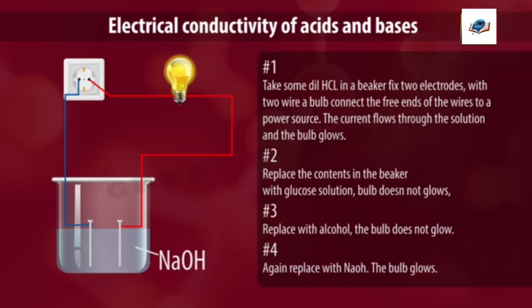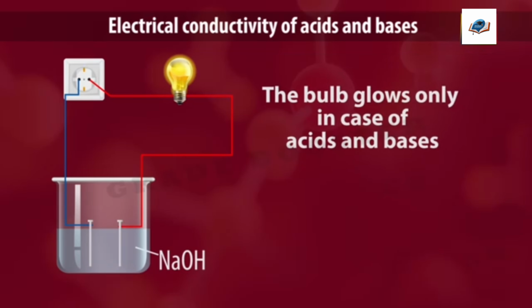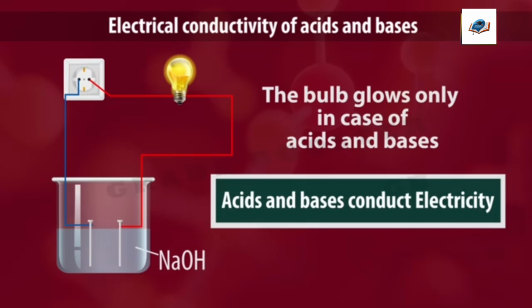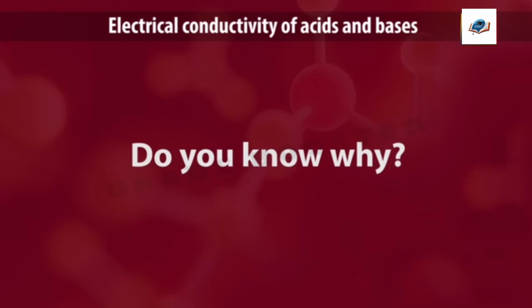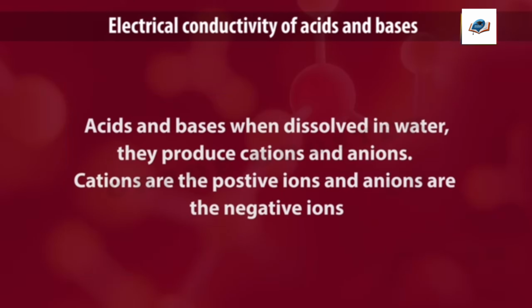In this experiment, the bulb glows with HCl and sodium hydroxide and it does not glow with glucose and alcohol. This shows that acids and bases conduct electricity. Do you know why? Acids and bases, when dissolved in water, produce cations and anions.